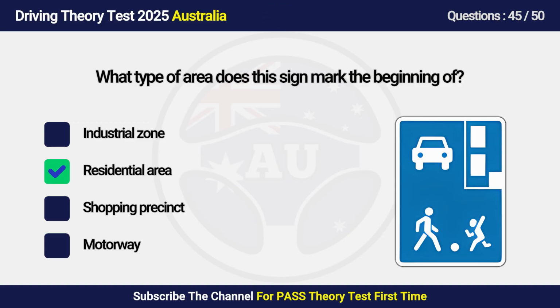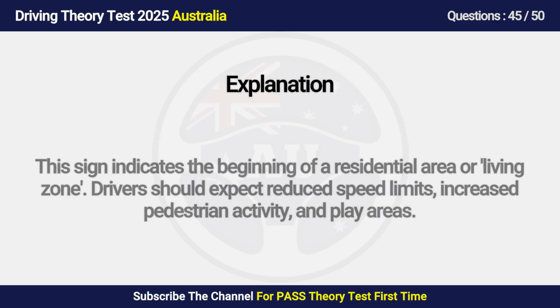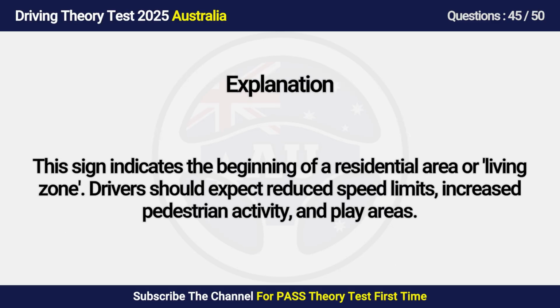Answer is B. Residential area. This sign indicates the beginning of a residential area or living zone. Drivers should expect speed limits, increased pedestrian activity, and play areas.